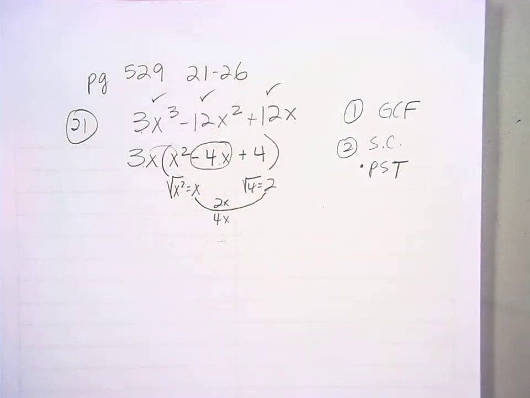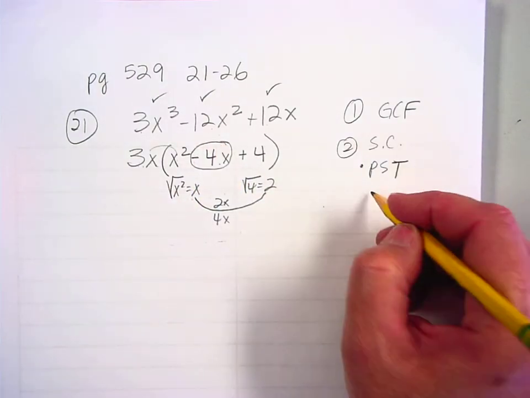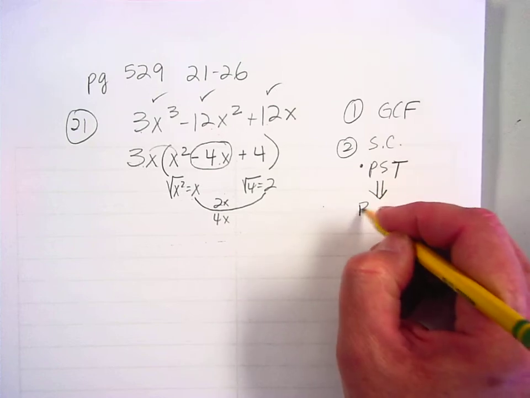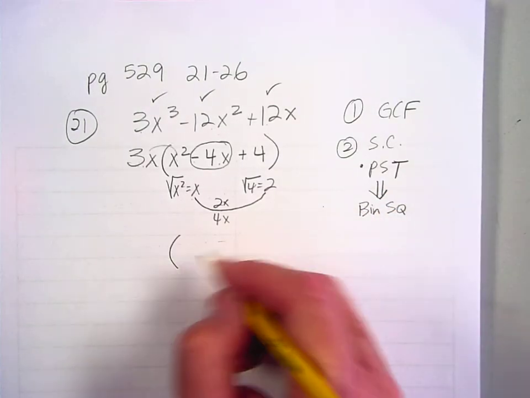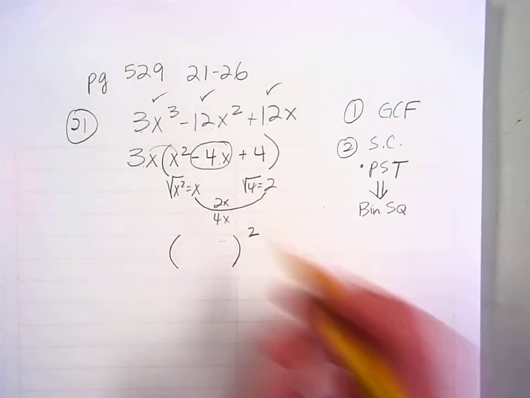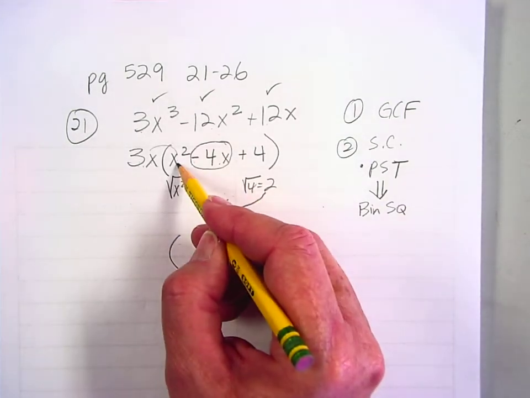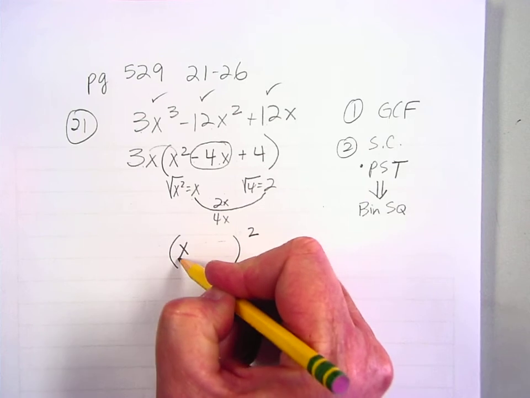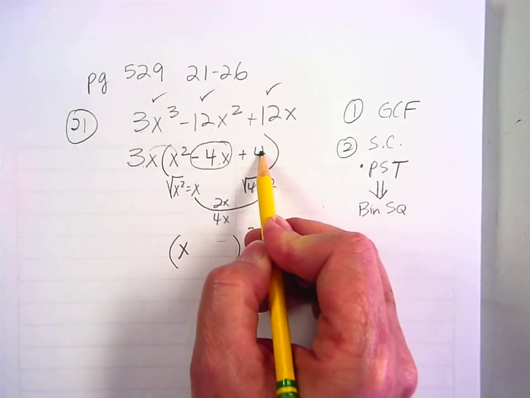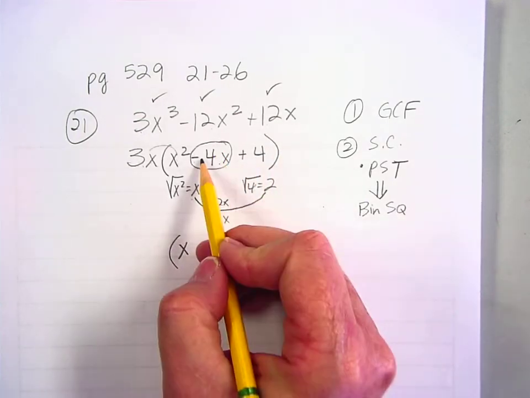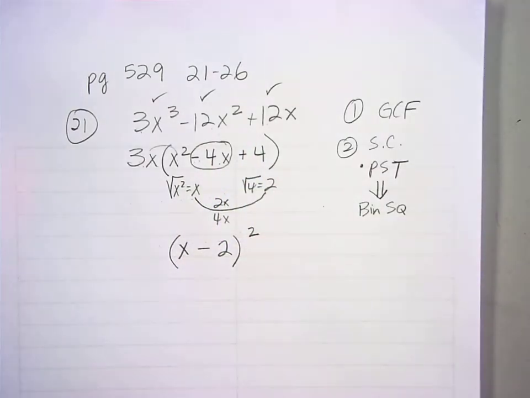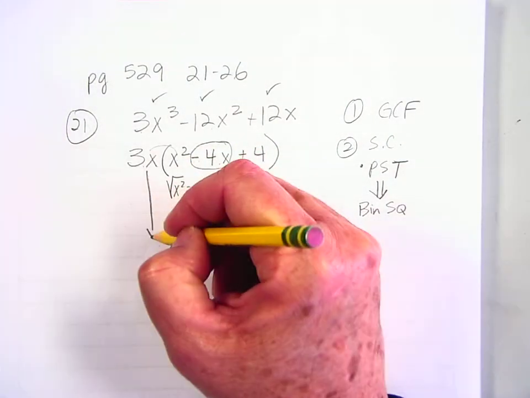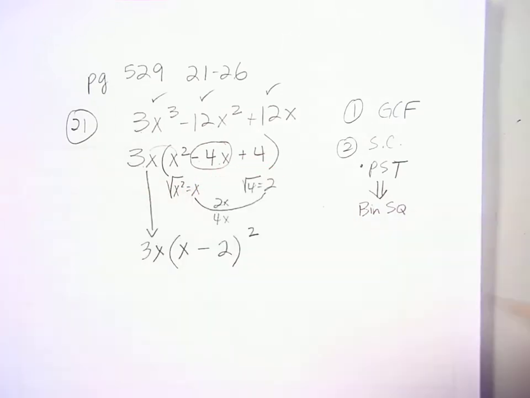This is a PST. So the way I factor a PST is with a binomial squared, which means I'm going to take a binomial, I'm going to square it. I'm going to take the square root of the first term, which is x, the square root of the last term, which is 2, the sign of the middle term, which is negative, and there's my PST, but don't forget we also pulled out a GCF that needs to go right here.